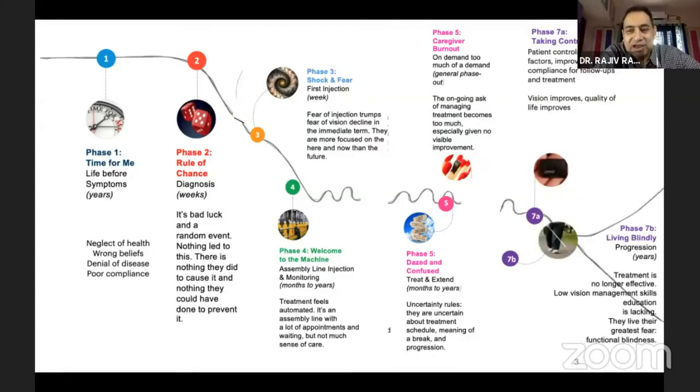And then there are two ways it can go. Either he takes control, there is good systemic control, good compliance, follow-up, his vision improves, quality of life improves, or he progresses, the stage of retinopathy progresses, and at some stage the vision is not improving, he takes help of a low vision aid, and the course is downhill. So this is the journey of a patient of diabetic macular edema.